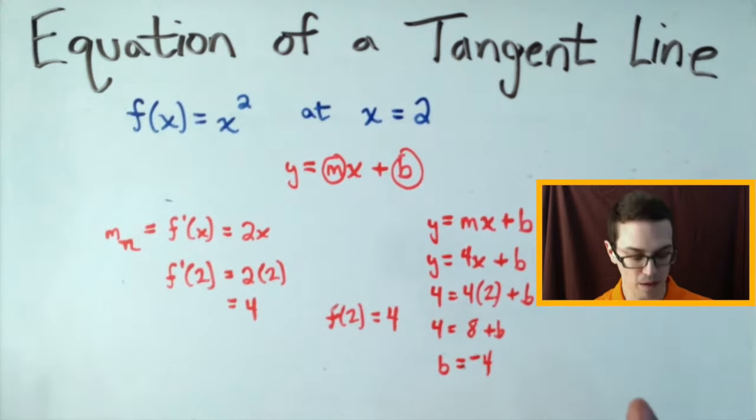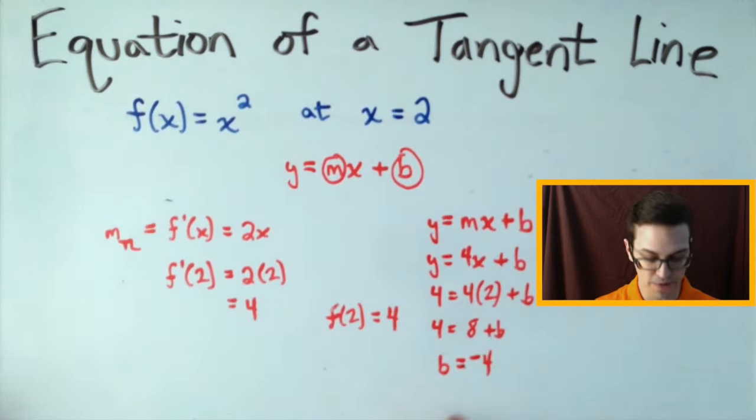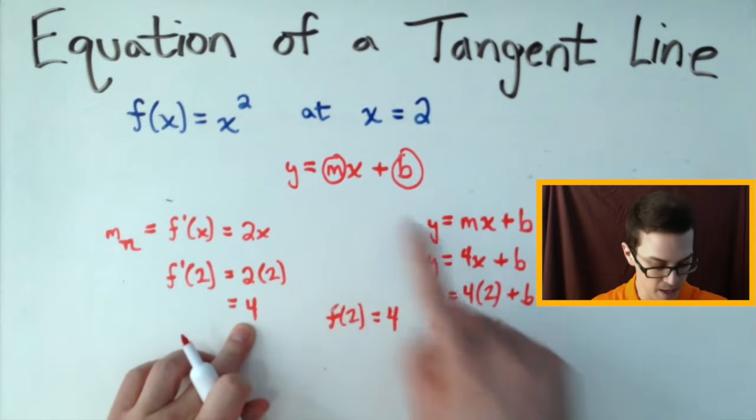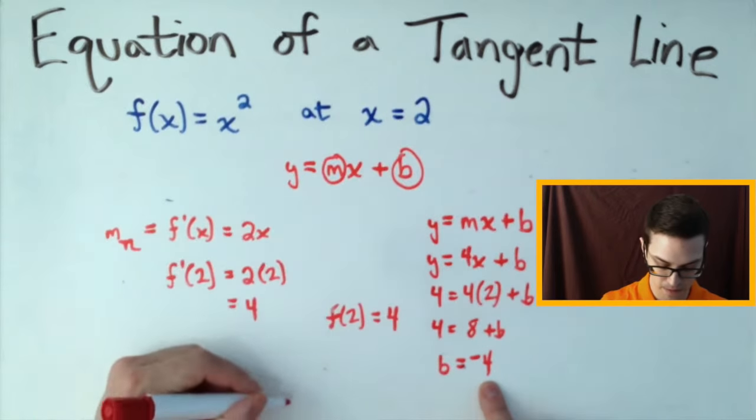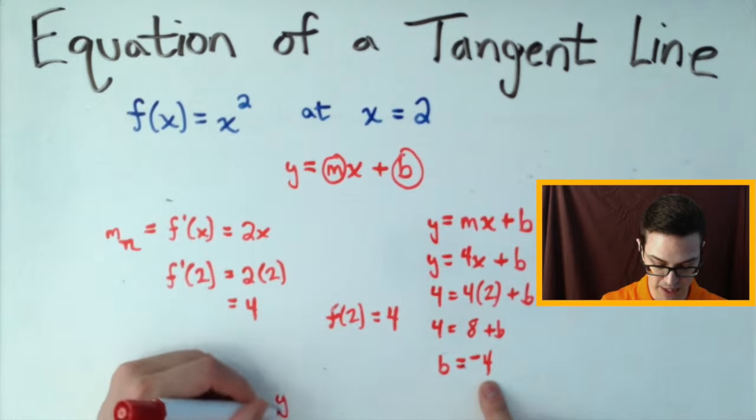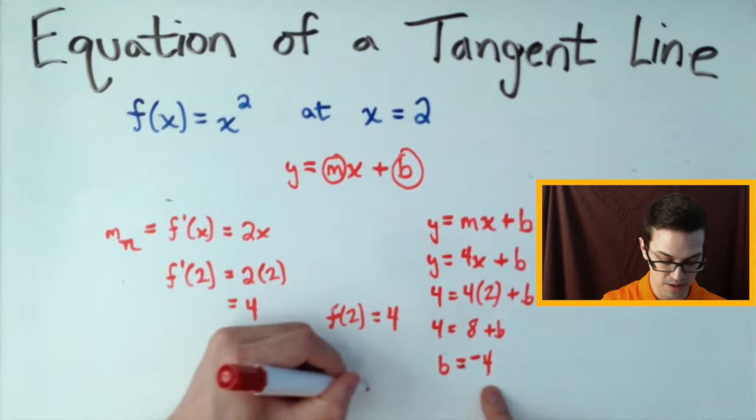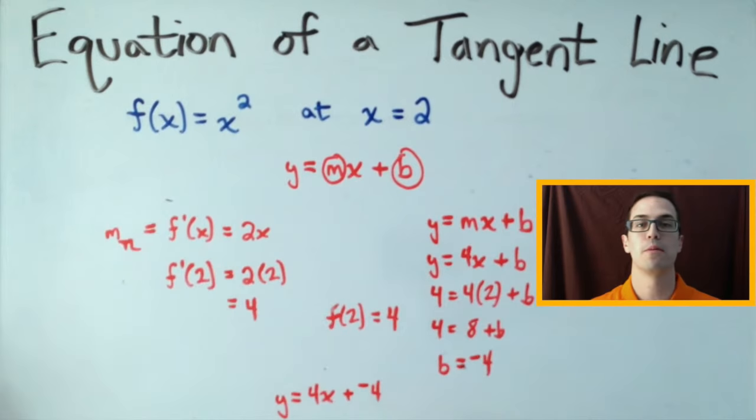However, this is not the final answer because you need the full equation. So the final equation would be this y equals mx plus b, only you would put this in for the m and this in for the b. So your final answer for the equation of the tangent line would be y is equal to 4x plus -4, or 4x minus 4. Okay, I'm going to show you on a graph what this looks like, and we can use it to check our work.